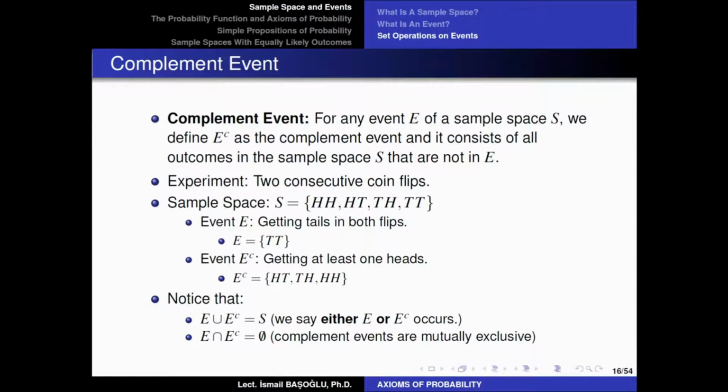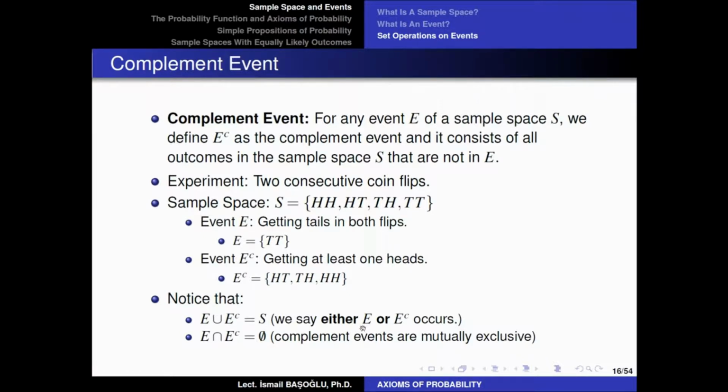Now, please notice that if you take the union of an event and its complement, E union E complement, it will give you the whole sample space. That means if you perform this experiment, either E or E complement will occur, because all outcomes are either contained in E or E complement. So what does that mean also? Either E will occur or E will not occur. So the fact that E complement occurs means E does not occur.